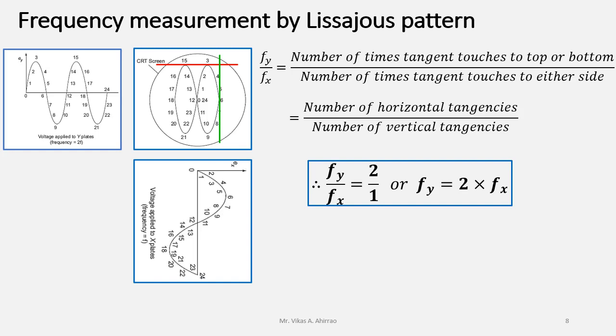But there is only one limitation to this method. The unknown frequency must be either equal to, or a multiple or submultiple of, the known frequency.